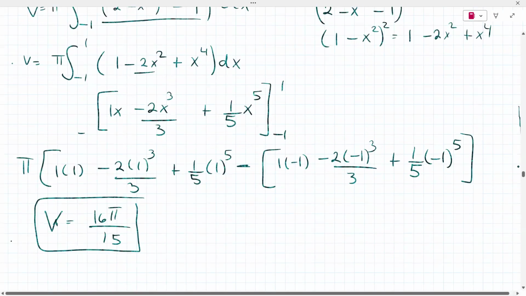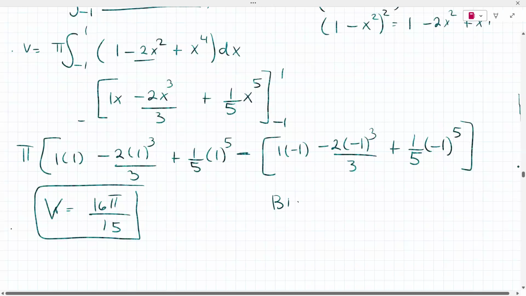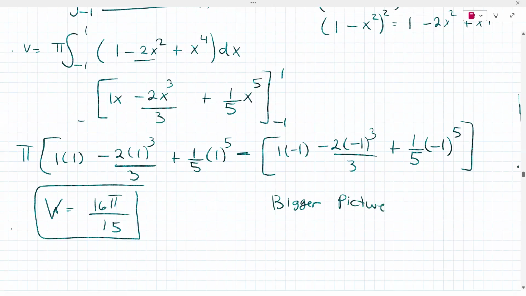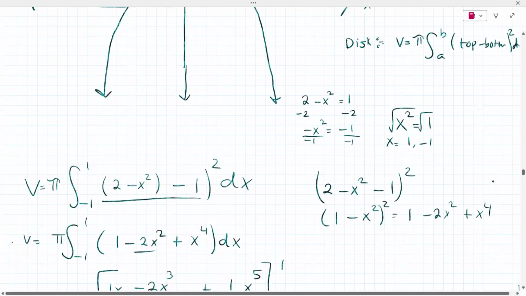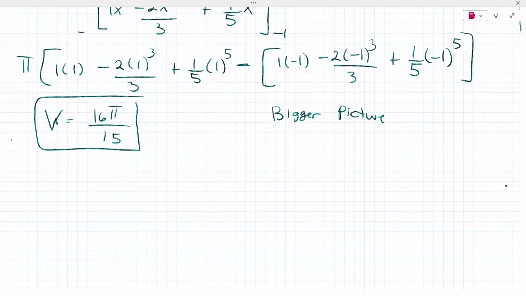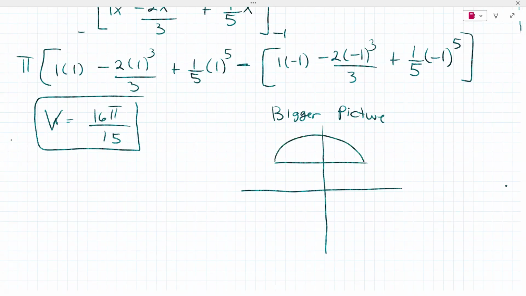So if you want to look at the bigger picture, it would look something like this. And then you're going to make a disk like this. Okay.